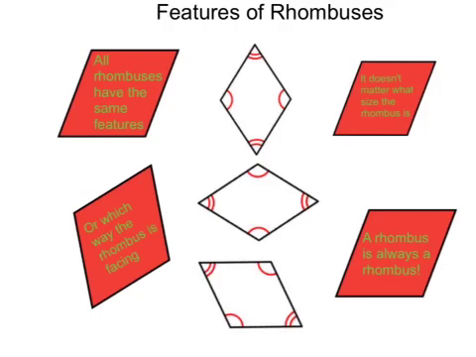Let's have a look at the features of rhombuses. All rhombuses have the same features. In the middle here, we've got a rhombus. There are four edges, which are all the same size and the same length. There are also four corners. Two of those corners, the opposite corners, are the same, and the other two corners are the same. It's kind of like a square that has been tilted on its side.